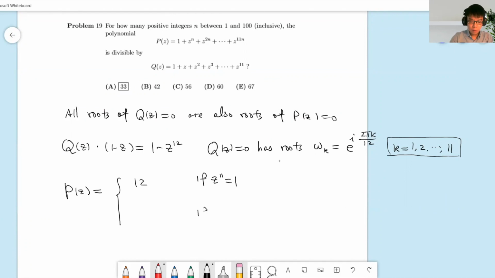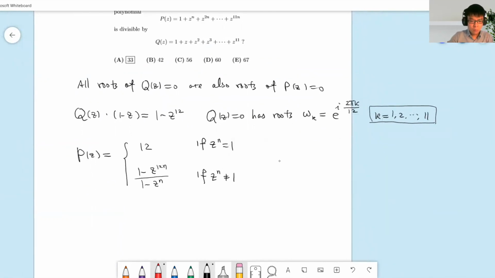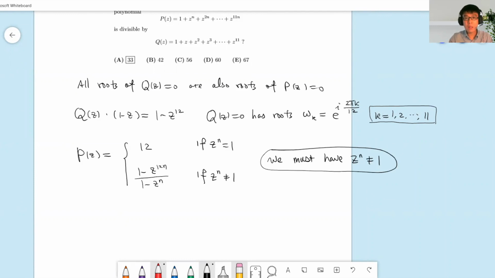Now, if z to the nth power is not equal to 1, the summation is 1 minus z to the 12n over 1 minus z to the nth power. Let's check. So we must have z^n not equal to 1. If this equals 1, p(z) cannot be 0.